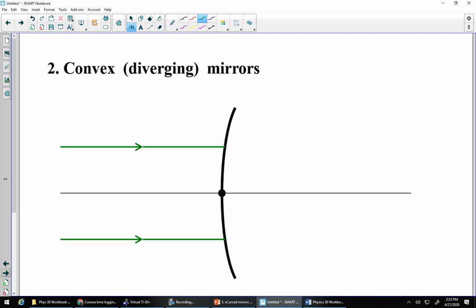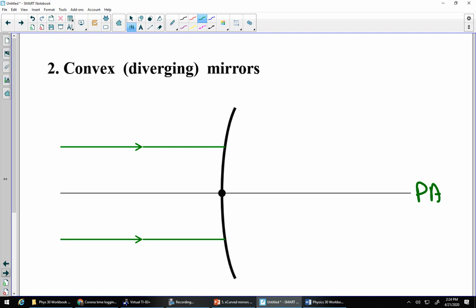Okay, next one to look at here is convex or diverging. So converging meant coming together, diverging means spreading apart. So once these rays, they're traveling parallel to our principal axis, remember our principal axis is the line that just goes straight through and extends out on either side from the vertex.